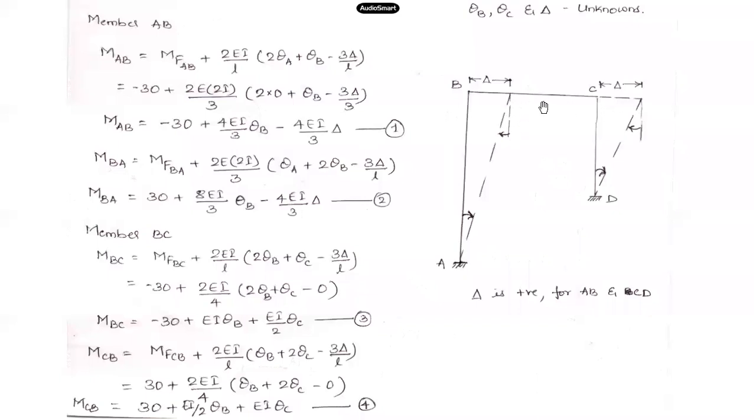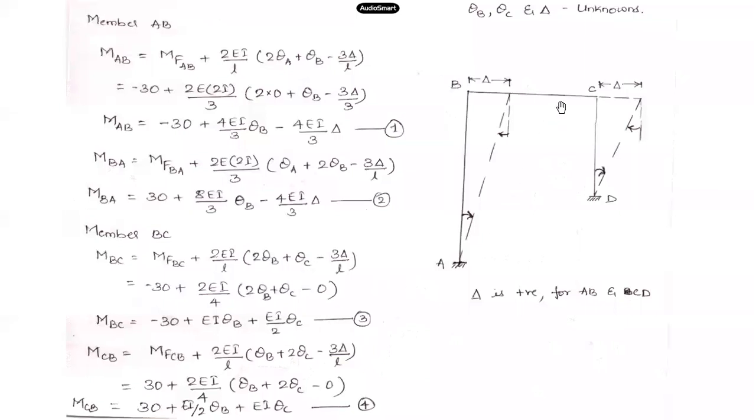There's no settlement. Only if any settlement is there will relative displacement take place between the two joints in the horizontal member. Otherwise delta is zero, same as what you do for beams. So delta will be zero in member BC. This is the slope deflection equation for member BC: minus 30 plus EI into theta B plus EI by 2 into theta C. This is the third equation I have, at joint B.